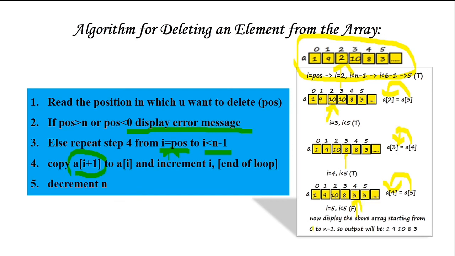Now display from 0 to n minus 1. Decrement n by 1 and then display 0 to n minus 1. That means you are going to display from 0 to 4. Only these positions will be displayed and you will get the answer as 1, 9, 10, 8, 3. 2 has got deleted. This is how you are going to delete the elements.